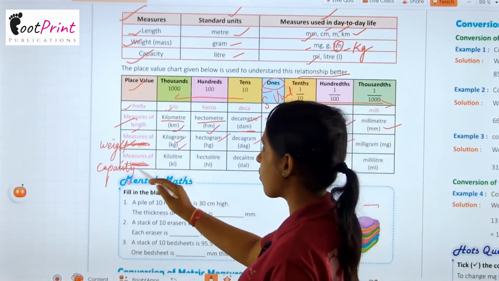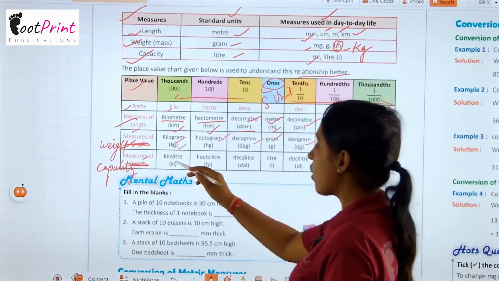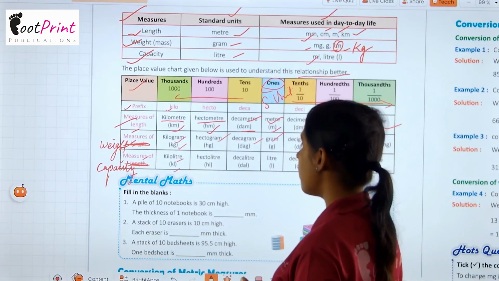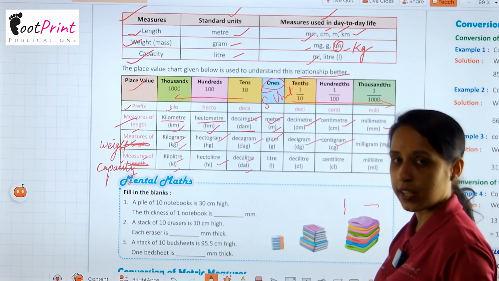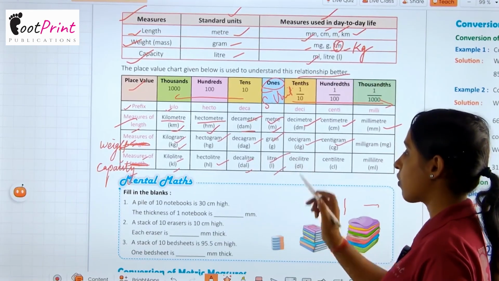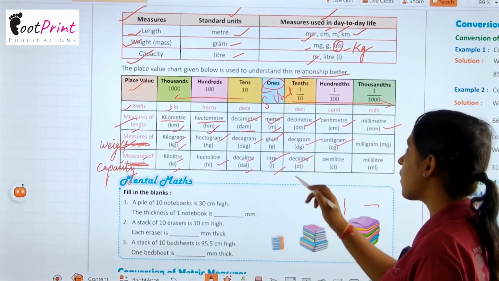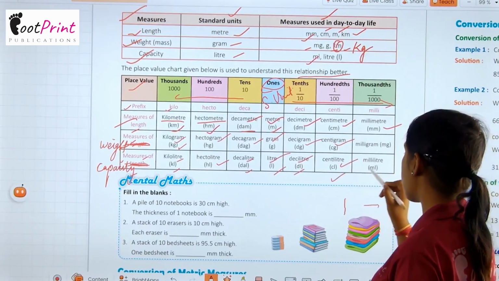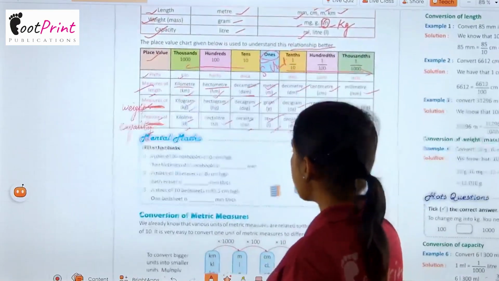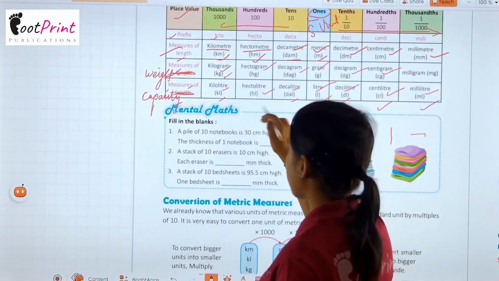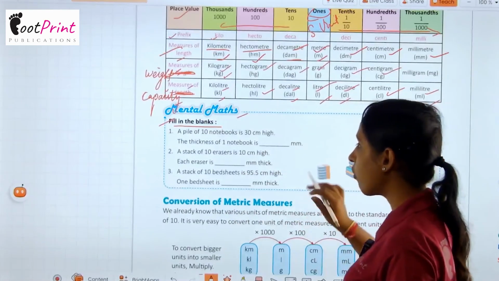Now we have measures of capacity. If we want to measure capacity, we have kiloliter, kl, hectoliter, hl, decaliter, dal, liter is denoted by L, deciliter, dl, centiliter, cl and milliliter, ml. Now we have a mental maths question here. Here we have to fill in the blanks. And how do we fill here?